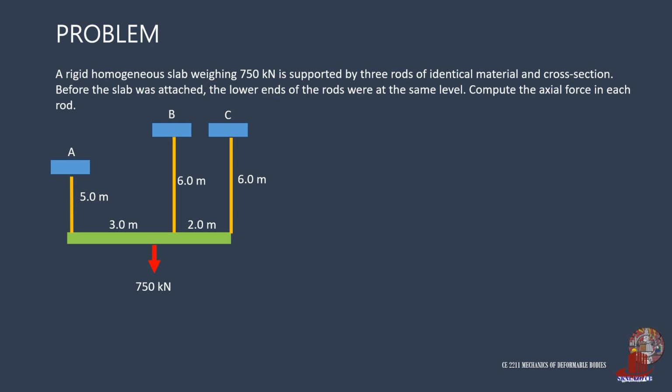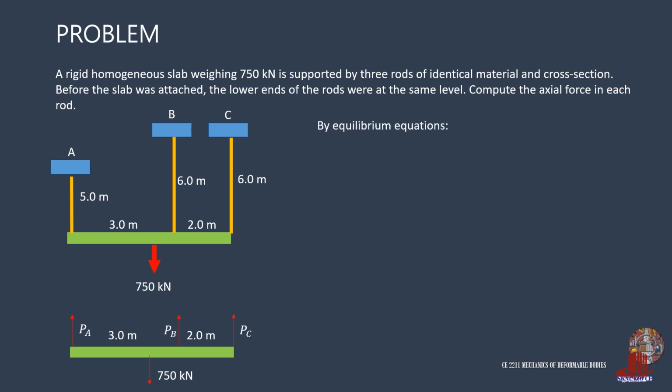Originally, the attached slab is horizontal. We are to determine the axial force in each rod. Let's start with generating equilibrium equations, so we draw a free body diagram of the bar. The 750 kilonewton weight is at the center of the slab, which causes the rods to be in tension, and we will tag each as P of A, P of B, and P of C. With 3 unknowns, we should generate 3 equations.